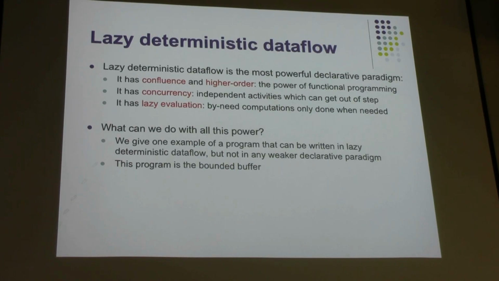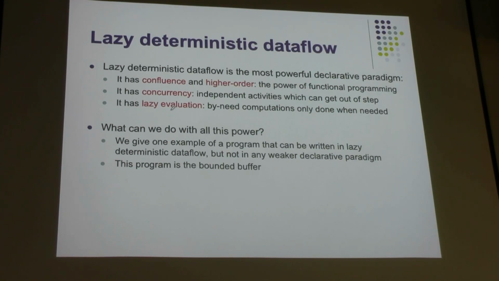So what is the power? Well, it's confluent. That means the result is always the same. There's no race conditions, no non-determinism is visible. And it's higher order, of course. Of course, all of this stuff is higher order, though. It's also concurrent. Concurrency means that you can have multiple activities that are independent of each other. That means they're not actually lockstep. They can be out of sync with each other. Okay? And it has lazy evaluation, which means you only do computation when it's needed.